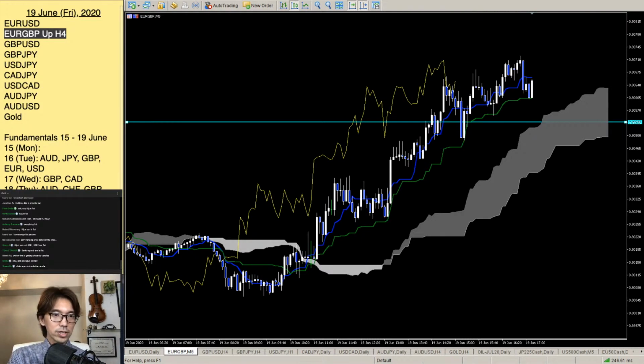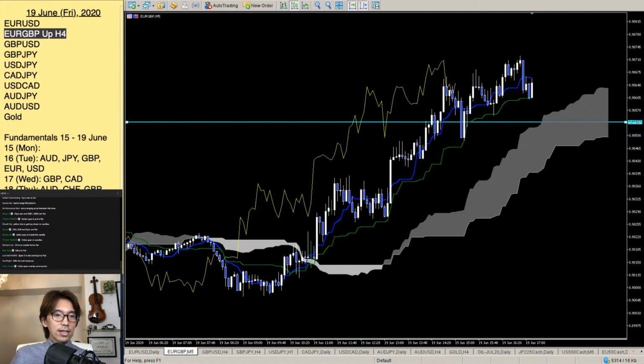Senkou Span A, B, Kijun Sen flat. Right, that's true. Kijun Sen flat. Kumo ranging. Flat platform. Right, exactly. Price between the lines, between the Kijun Sen and Tenkan Sen. Right. Kijun Sen, Senkou Span B are flat. Senkou Span B and A flat.